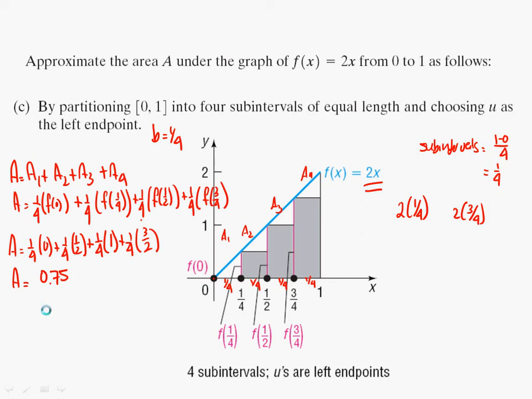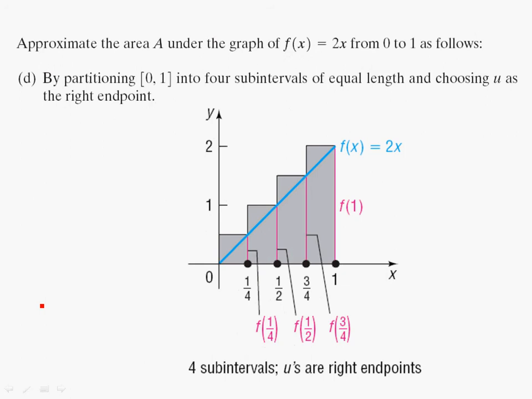Okay. Same story. Now what am I using? Not left endpoints, but right endpoints. Base still a 1/4 for each one of these. So now it's 1/4 times f sub 1/4, right? Yes? And then the next one would be at a half. And then the next one would be at 3/4. And then the last one would be at 1, right?